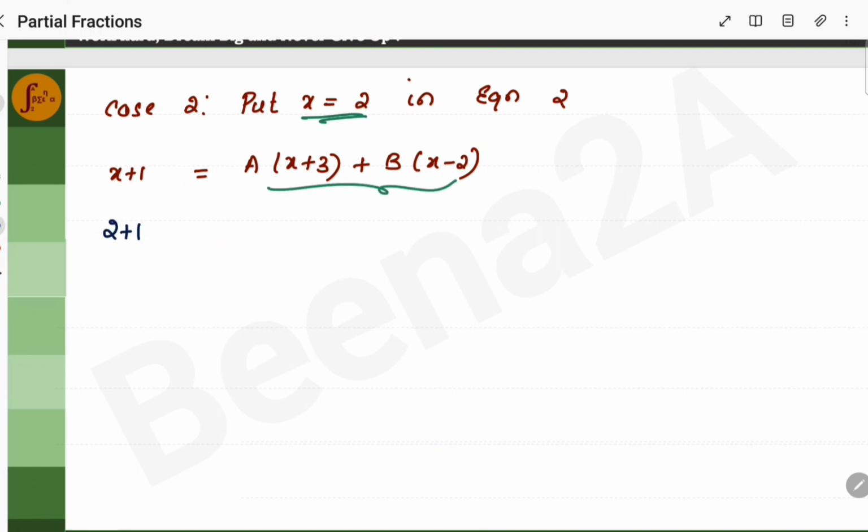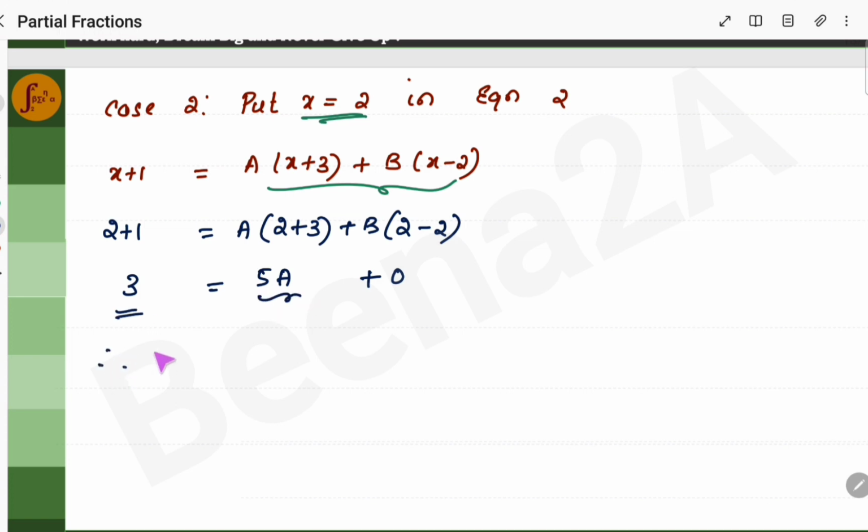So it will be 2 plus 1, a into, instead of x I'm putting 2, so it will be 2 plus 3. Plus b into, instead of x I'm putting 2, so it will be 2 minus 2. So 2 minus 2 will be 0. 0 into b is 0. Right? I'll get 0 here. And this will be 5a. And this will be 3. Now I know 5a is equal to 3. Therefore, a is what? A will be 3 by 5. Basically, 5a is equal to 3, which means a is equal to, I'm shifting 5 this side, so it will become 3 divided by 5.